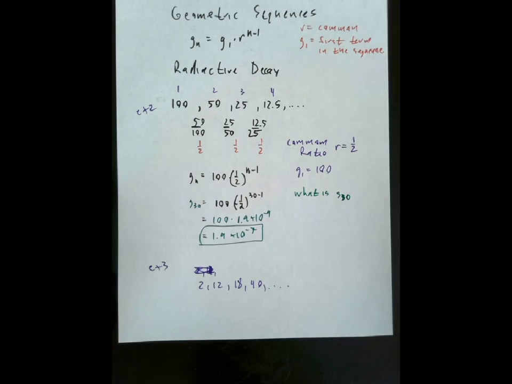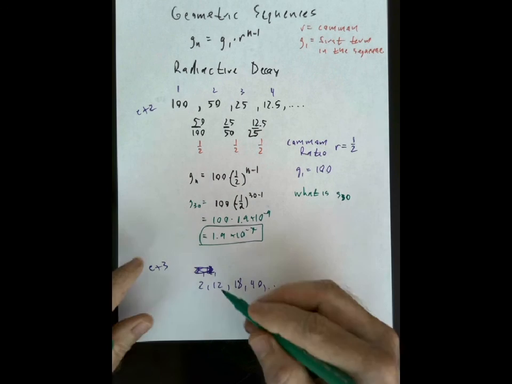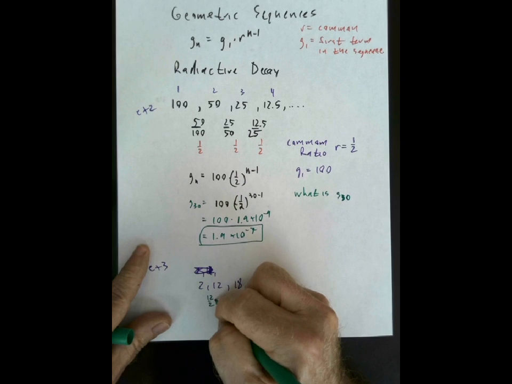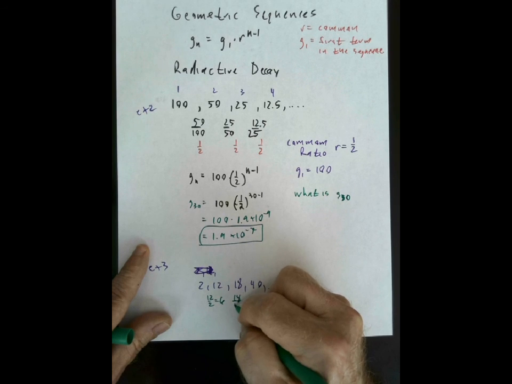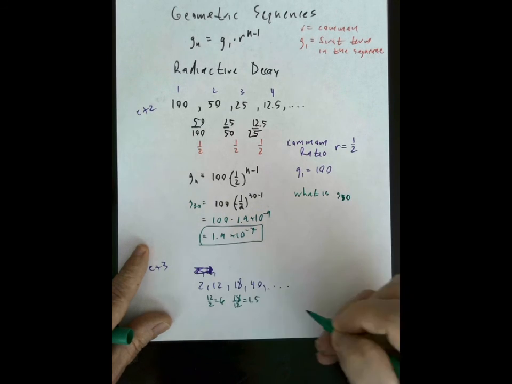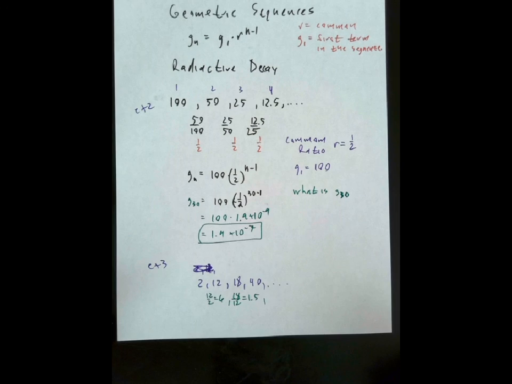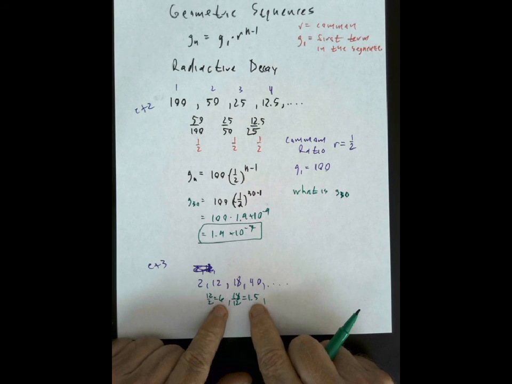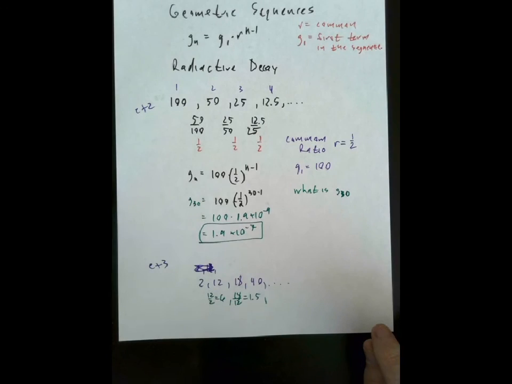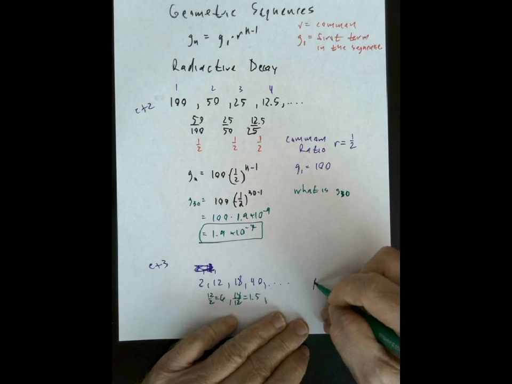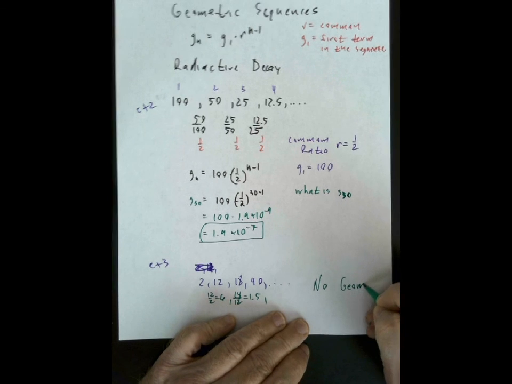Well, we're going to divide to get common ratios here. 12 divided by 2, that's 6. 18 divided by 12, well, that's 1.5. Okay, we can already stop because those two are not the same quotient. They're not the same ratio. This is not a geometric sequence. It may be a perfectly good sequence with its own pattern. It's just not a geometric sequence with an exponential pattern. So we would say no to this being a geometric sequence.